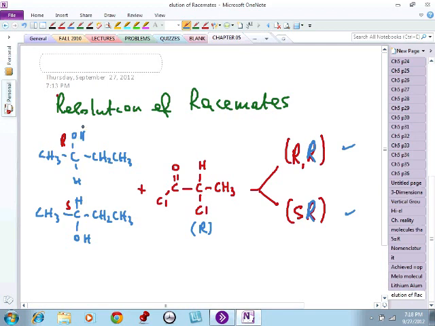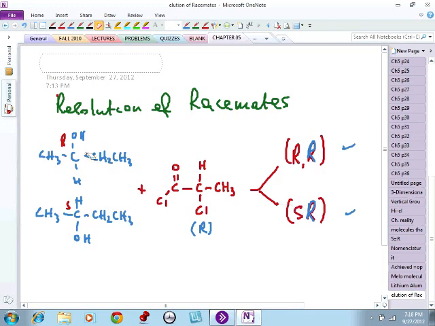Keep in mind, the molecule we are forming, we are joining this here to this. Yeah, they are joining together. That's why we have RR. And then we are joining this also to this. And that is why we get SR. What I'm doing here is just saving some time by not writing the complete structure. Exactly. This and this will be diastereomers. Okay. They will not be mirror images.